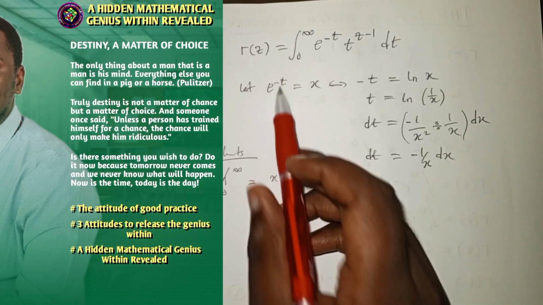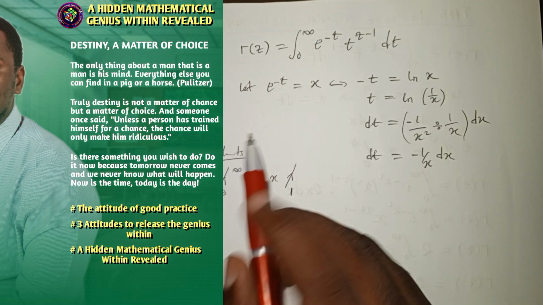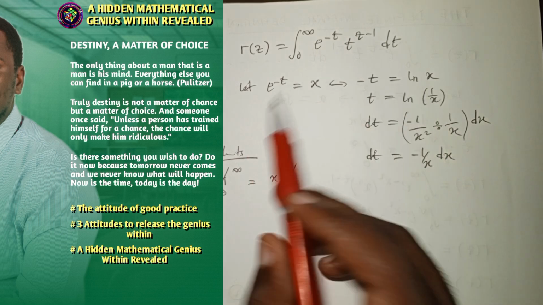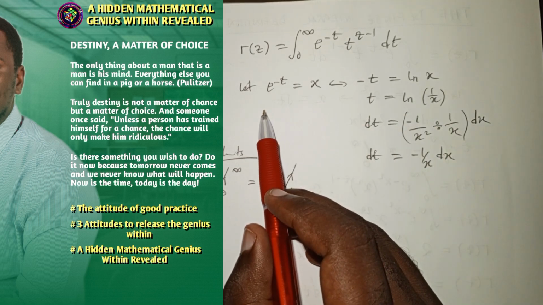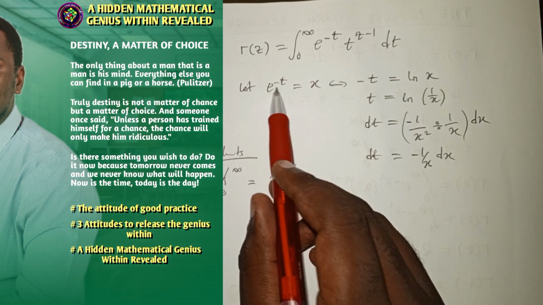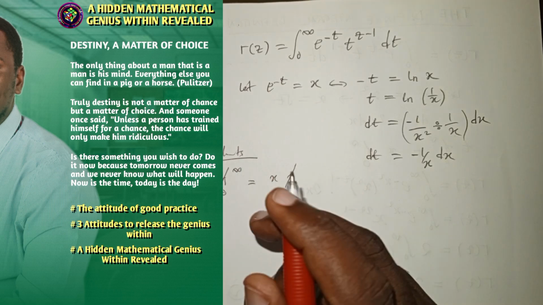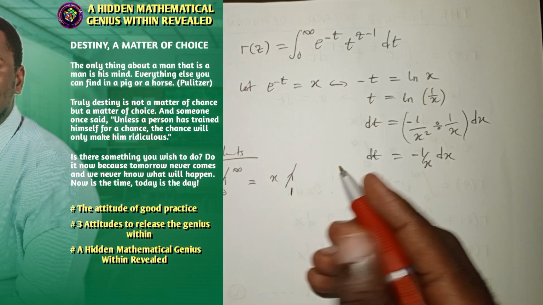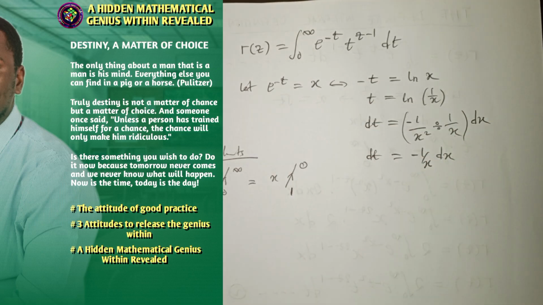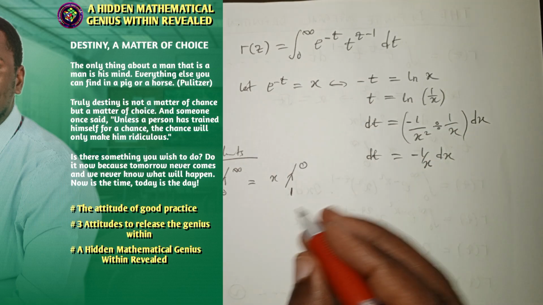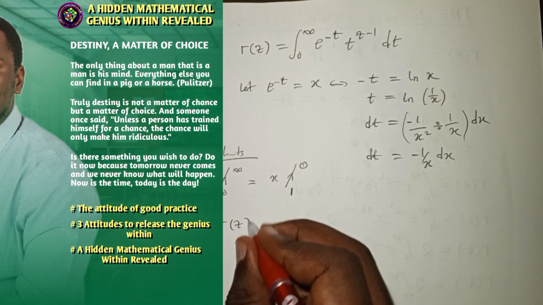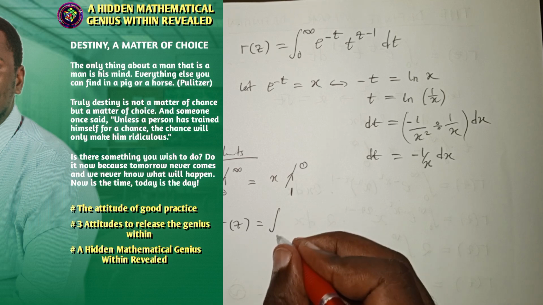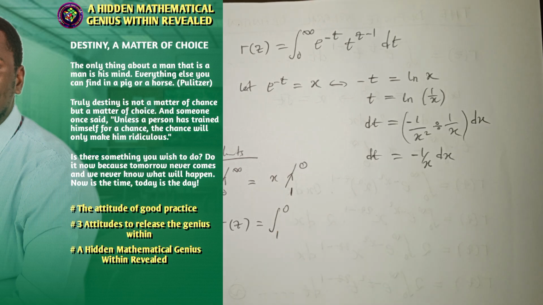If you put infinity, okay, the limit as t approaches infinity of e to the minus t is a 0. So when t is infinity, x will be a 0. Okay, so therefore gamma of z is equal to integral. So the limits have changed from 1 to 0.